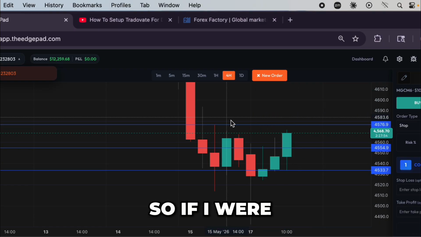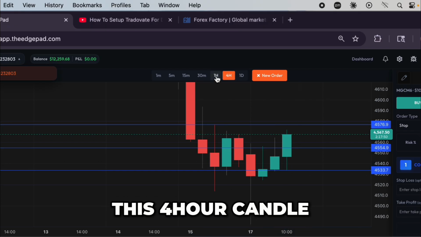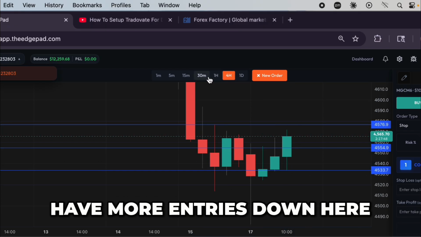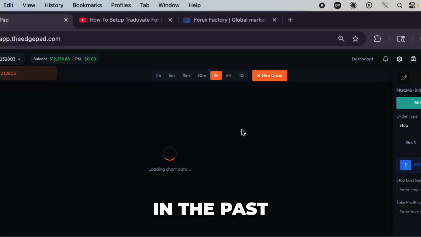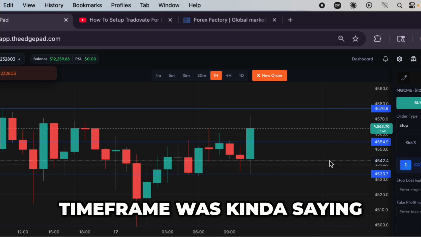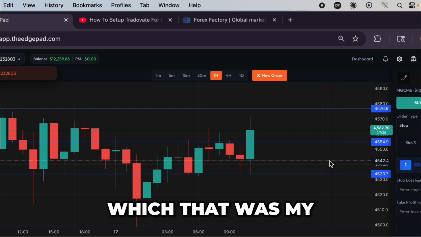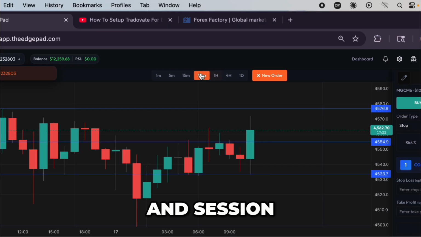So if I were kind of a longer term trader, I could have traded this 4-hour candle, but since I really have more entries down here, then I wasn't going to enter this. And I've done that in the past, but that's not my system. And so the higher time frame was kind of saying, hey, it could be bullish, which was my bias for this video and session.